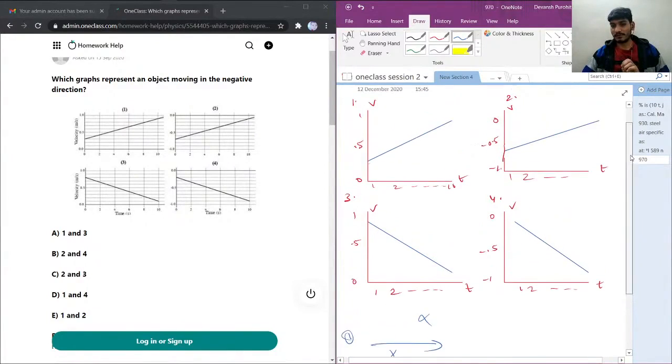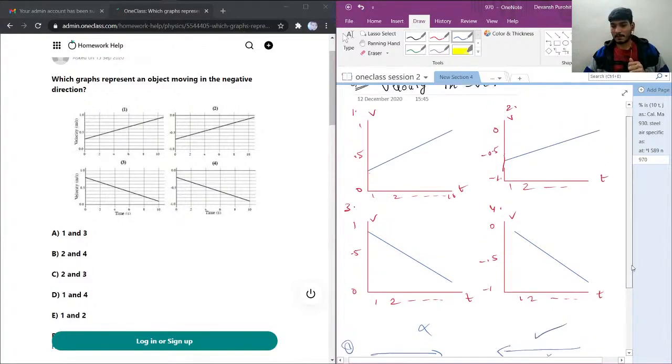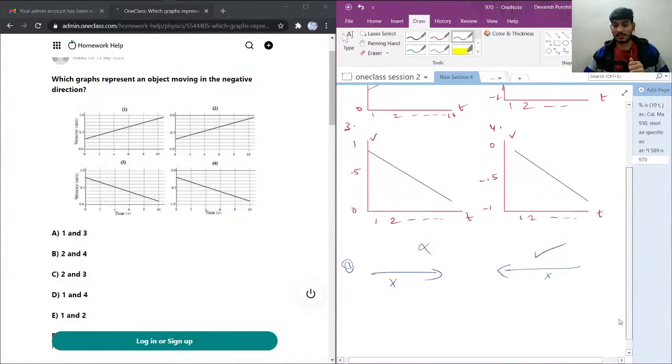Now for second, we can see that the velocity is increasing, but we have negative values here. So if I draw this vector, because of this negative, I need to make this arrow point in negative x direction. We can see that the object is moving in negative direction in this case, because we have a negative sign, or the vector is pointing in negative x direction. So for the second graph, the object is moving in negative direction.